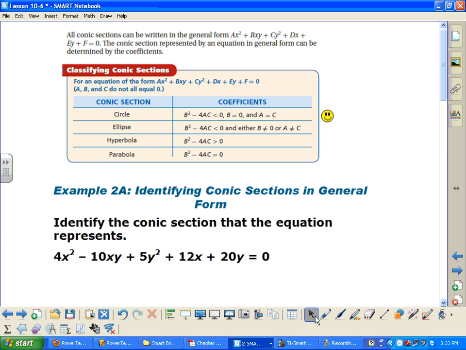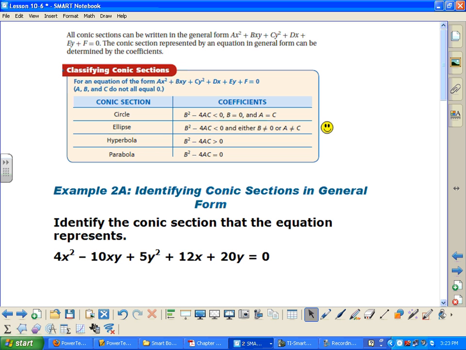So we calculate b squared minus 4ac, and you might remember that from when we were doing the quadratic formula. That's the discriminant in the quadratic formula. We're not using it the same way, but we are using it. And so if it's less than 0, as it says here, and b equals 0 and a equals c, it's a circle.